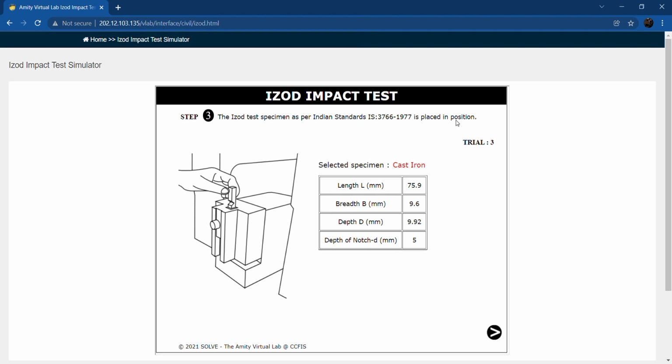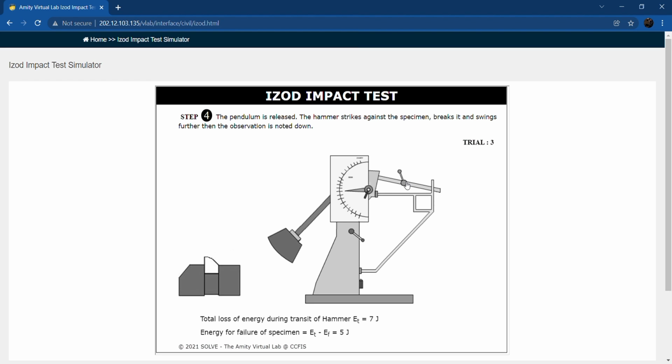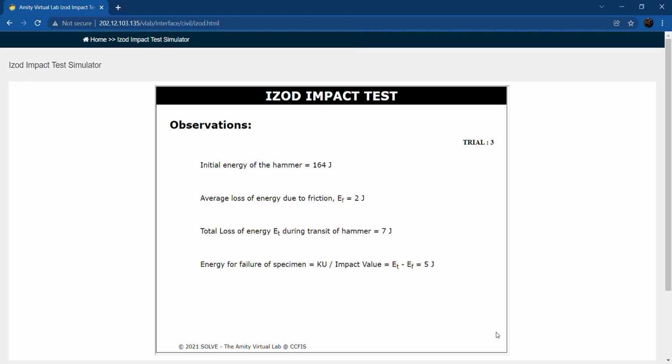So starting again with trial 3, repeat step 3, length is 75.9, breadth B is 9.6, depth D is 9.92, depth of notch D is 5. Still using the same specimen, cast iron. Trial 3, step 4, repeat. Total loss of energy during transit of hammer is ET equal to 7 joule, and energy for failure of specimen is ET minus EF equals 5 joule.